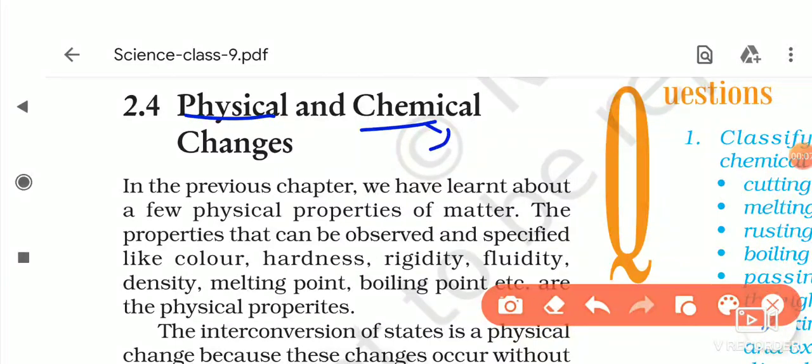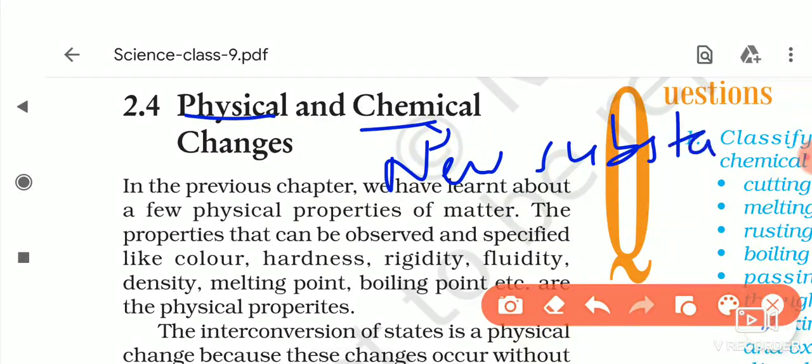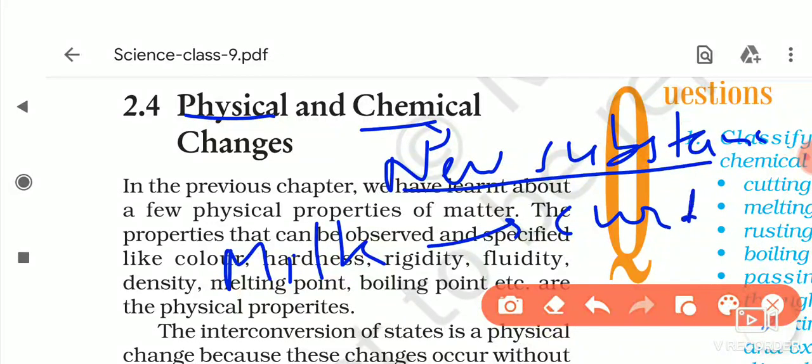In chemical changes, a new substance is formed. For example, when milk is converted into curd. Here curd is a new substance because it has different chemical properties.